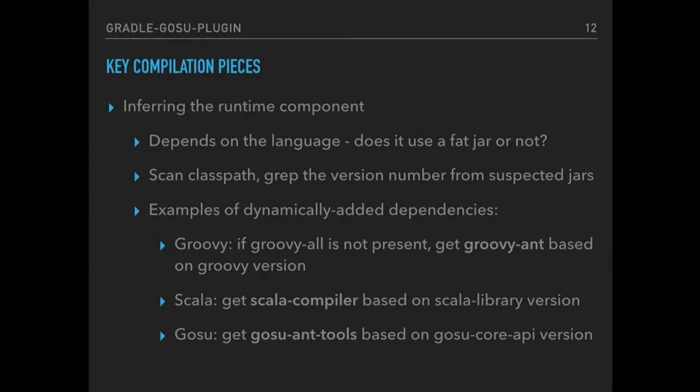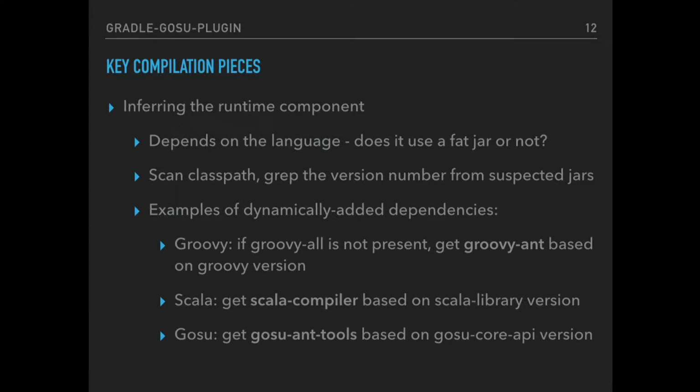Okay, now I need to go get the runtime component, which is the name of that artifact is hard coded because we know what it's always going to be, but the version number is inferred from the class path of the project. Groovy and Scala do the same thing. The logic in the Groovy plugin is it looks for the Groovy all jar, and if it's there, you're done because that's a fat jar with everything. If it's not there, you go get the Groovy Ant, which has the Ant compiler I mentioned.